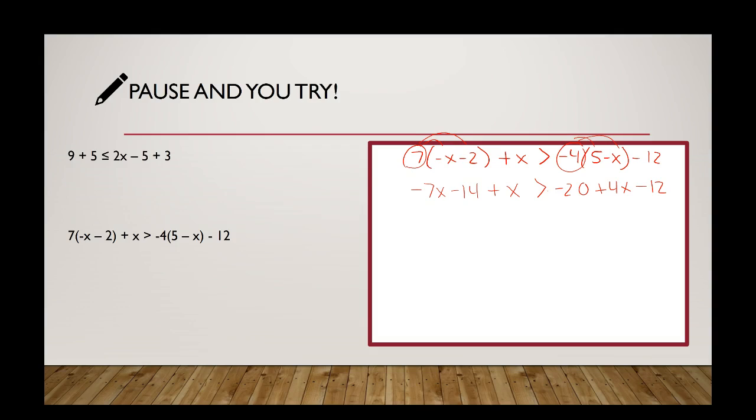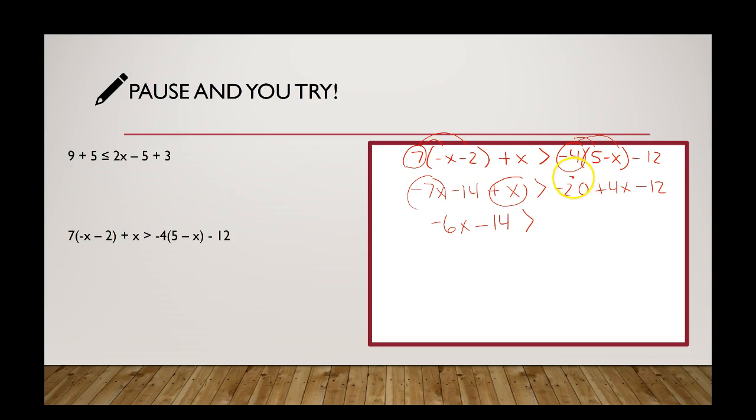All right, so after you distribute, then we'll look to combine like terms. So let's look on the left. So these x's can go together. So negative 7x plus x, that would give you a negative 6x minus 14.